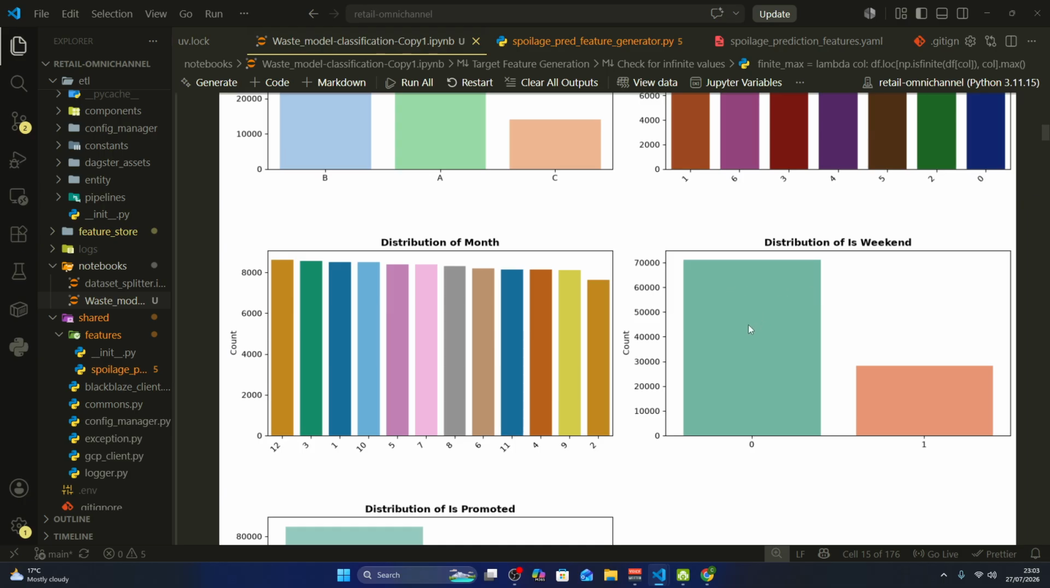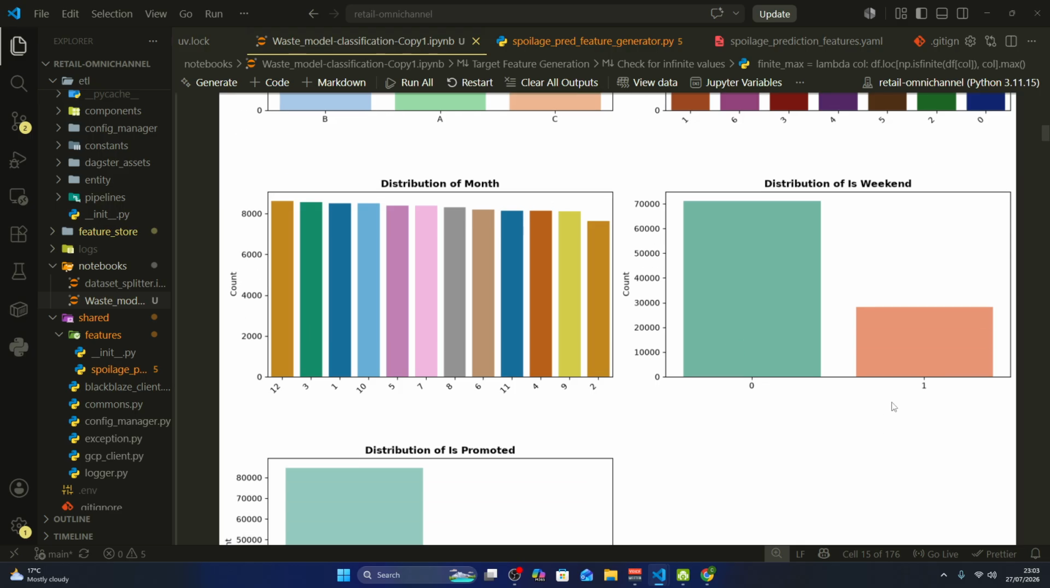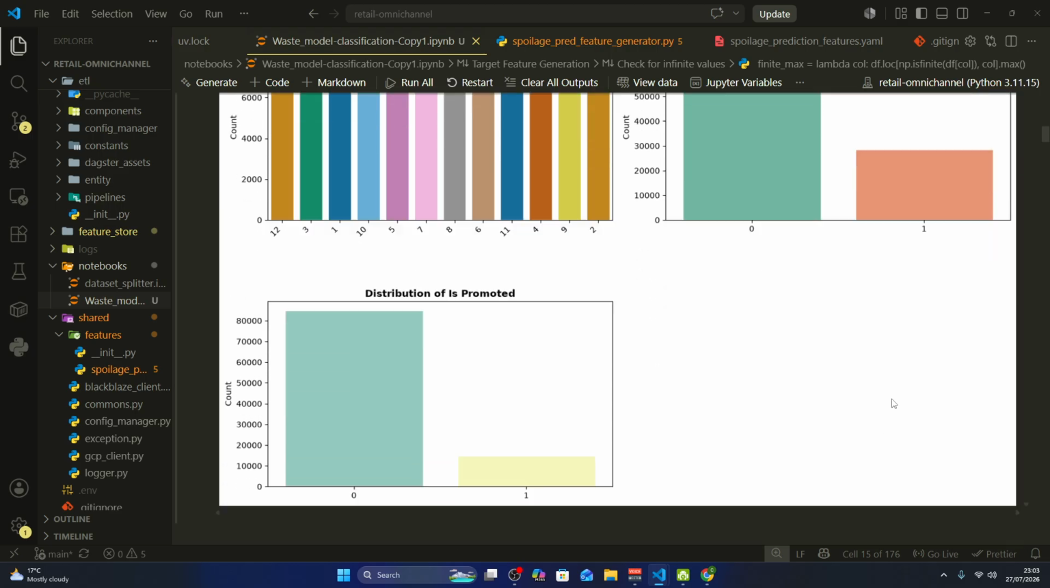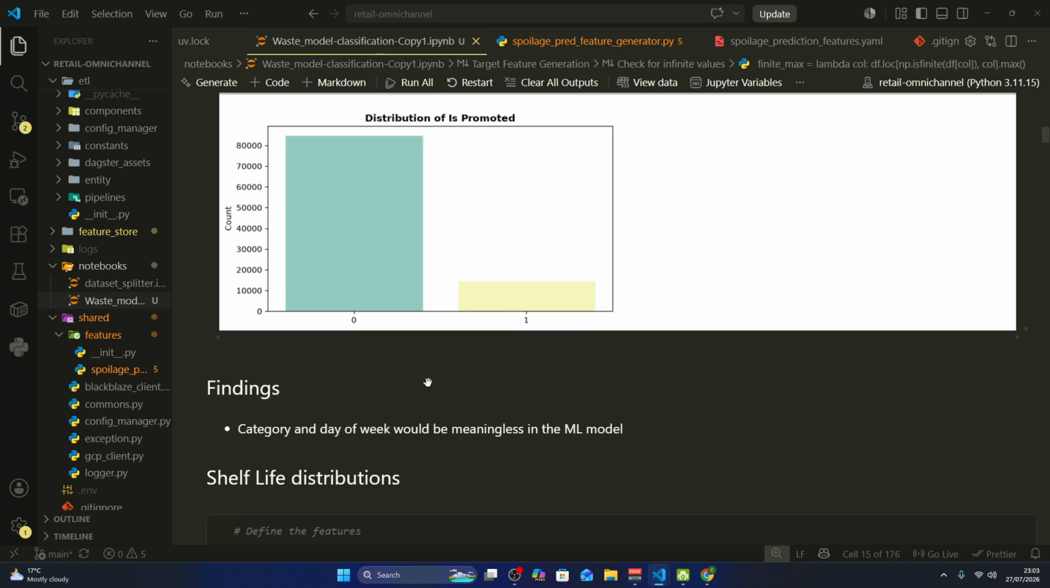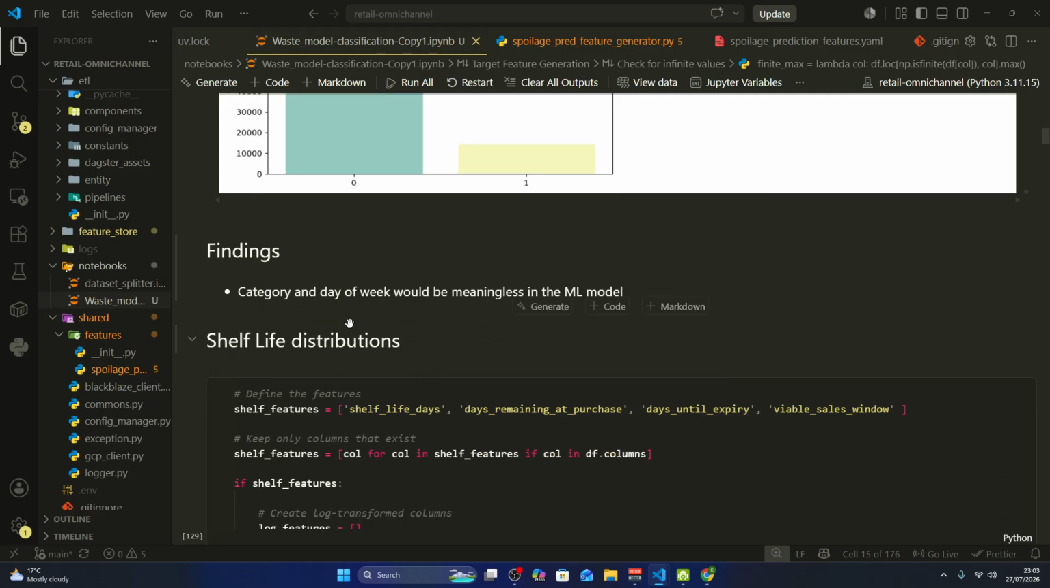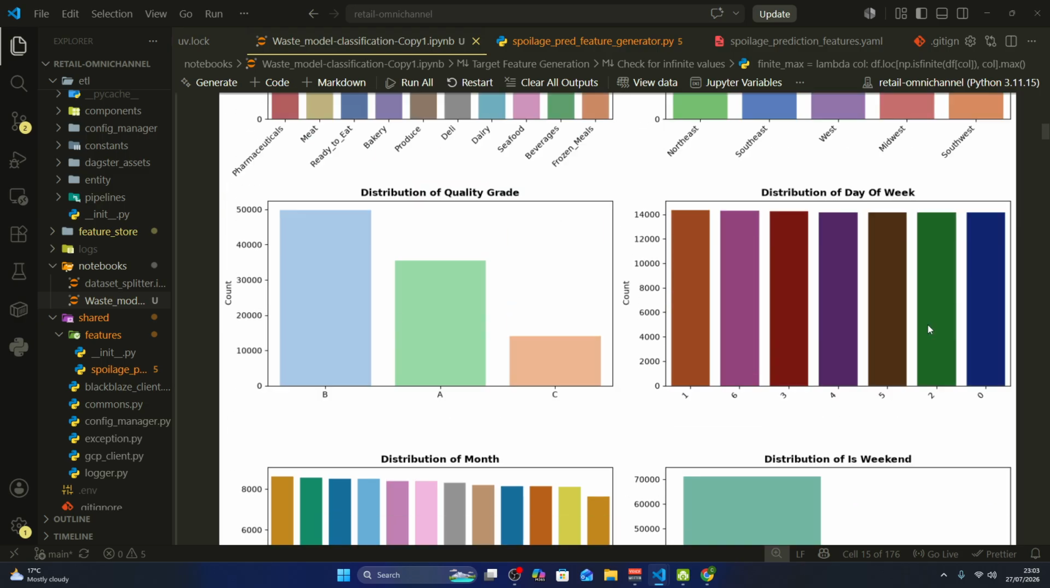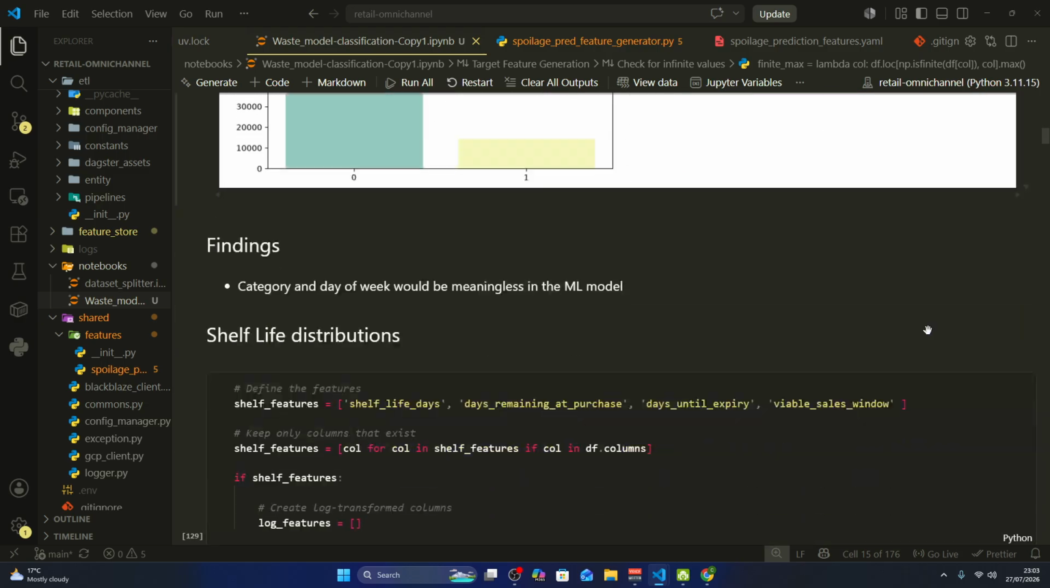0 is during the weekday, and 1 is during the weekend. Then if the product is promoted, 0 and 1, you can see the distribution based on that. So the finding is that category and day of week will be meaningless in the ML models. Yeah, similar to what I've explained.